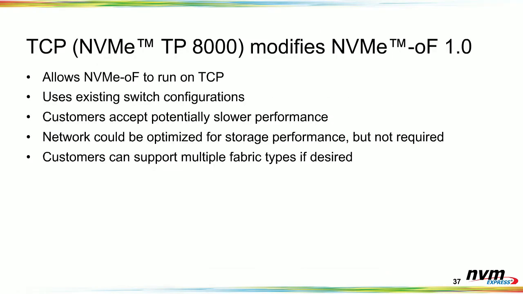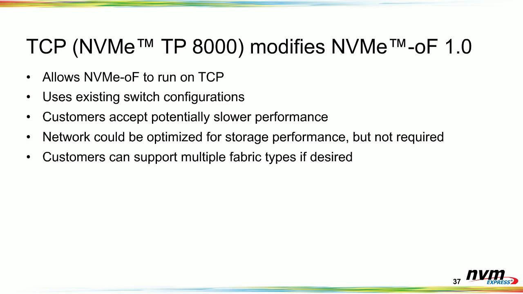So from the specification standpoint, NVMe over TCP modifies NVMe over Fabrics version 1.0, and this is Technical Proposal 8000, or NVMe TP 8000. Those interested in details can look this up through the NVMExpress.org website. It allows NVMe over Fabrics, again, to run on TCP, as we've talked about. It expands the transport options.